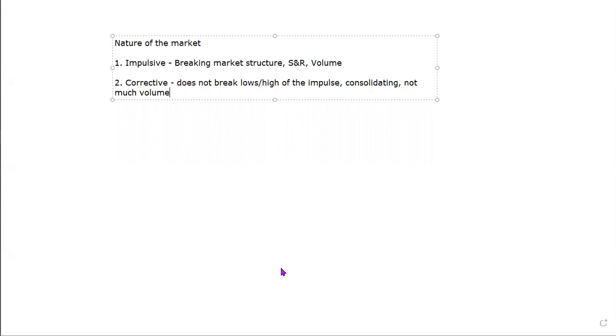So how is the volume in the candles? If it's a bullish market, is there a lot of volume to the upside? Is there a lot of momentum to the upside? And if it's a bearish market, is there a lot of momentum to the downside? Once you've identified that, now you need to identify what phase you are currently in. So we talk about the nature of the market, impulse and corrective. So impulse would be one phase, corrective would be another phase.